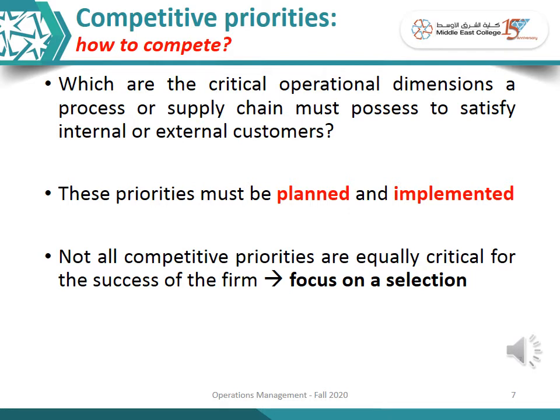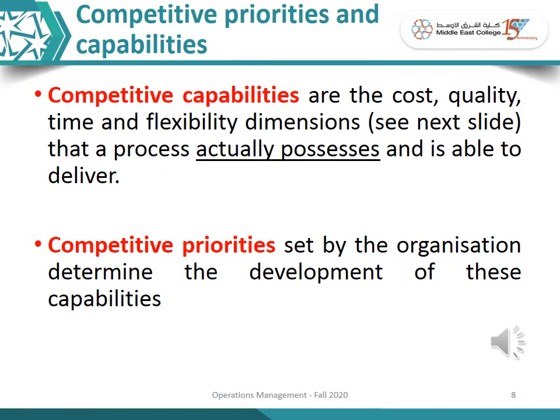So you cannot choose to compete on everything. You have to select one selection, usually, where you can compete in. We will discuss some examples for that. The competitive capabilities are cost, quality, time, and flexibility. So each organization should think clearly and plan how they are going to compete with a product. Is it with cost or quality or time or flexibility? So they should be able to deliver this priority. Competitive priorities set by the organization determine the development of these capabilities.